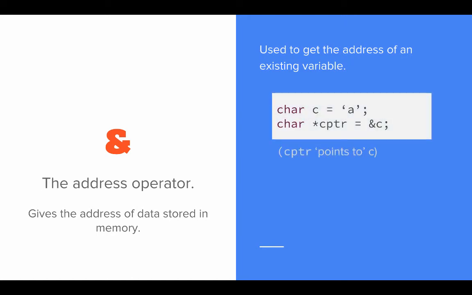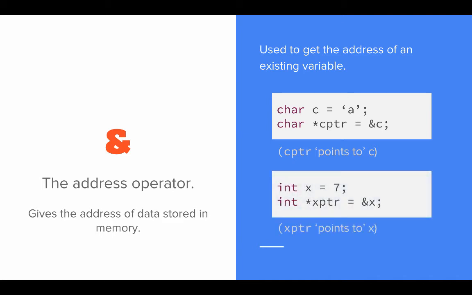So let's look at this setup right here. If I have my character C and it equals A, then I can create a char star C pointer like we saw in the last slide. So I have C pointer points to a char, and I can say now that that pointer equals the address of the character C. So after those two statements, I say that C pointer now points to C.